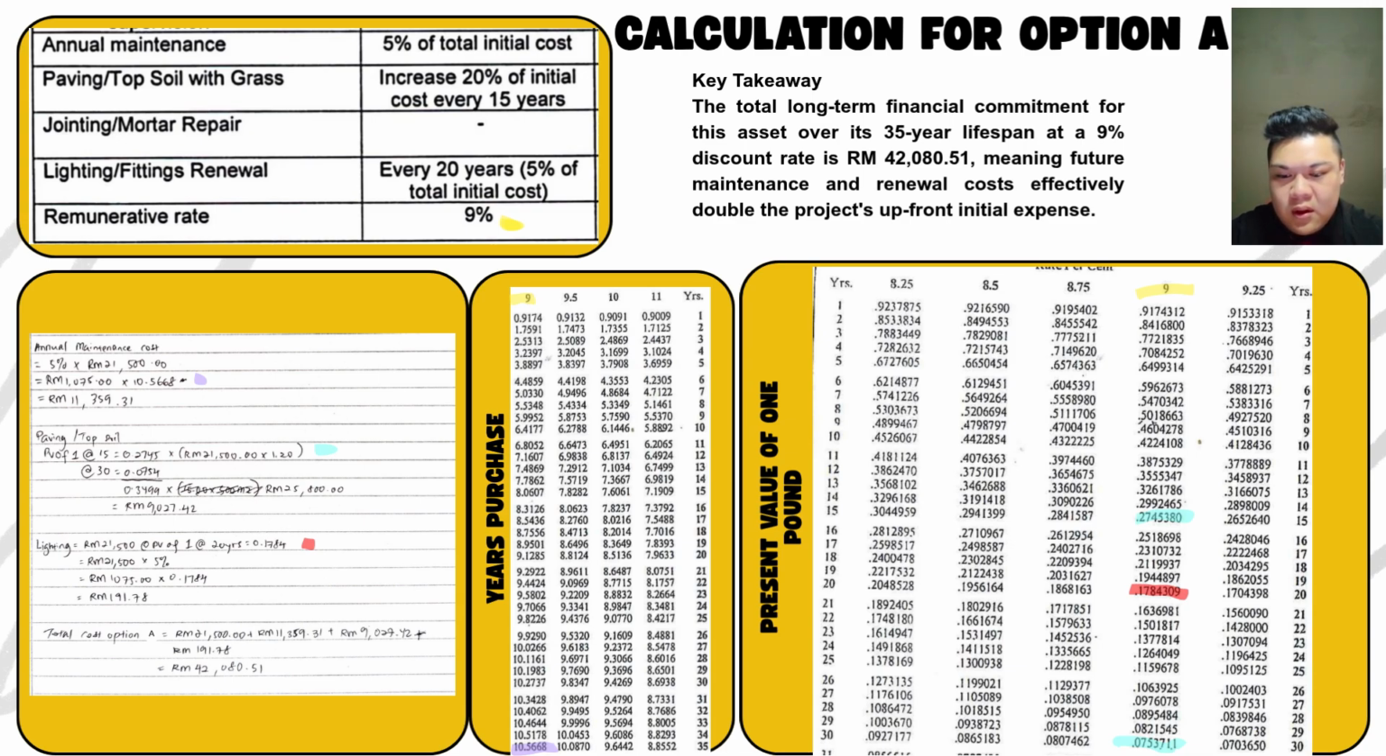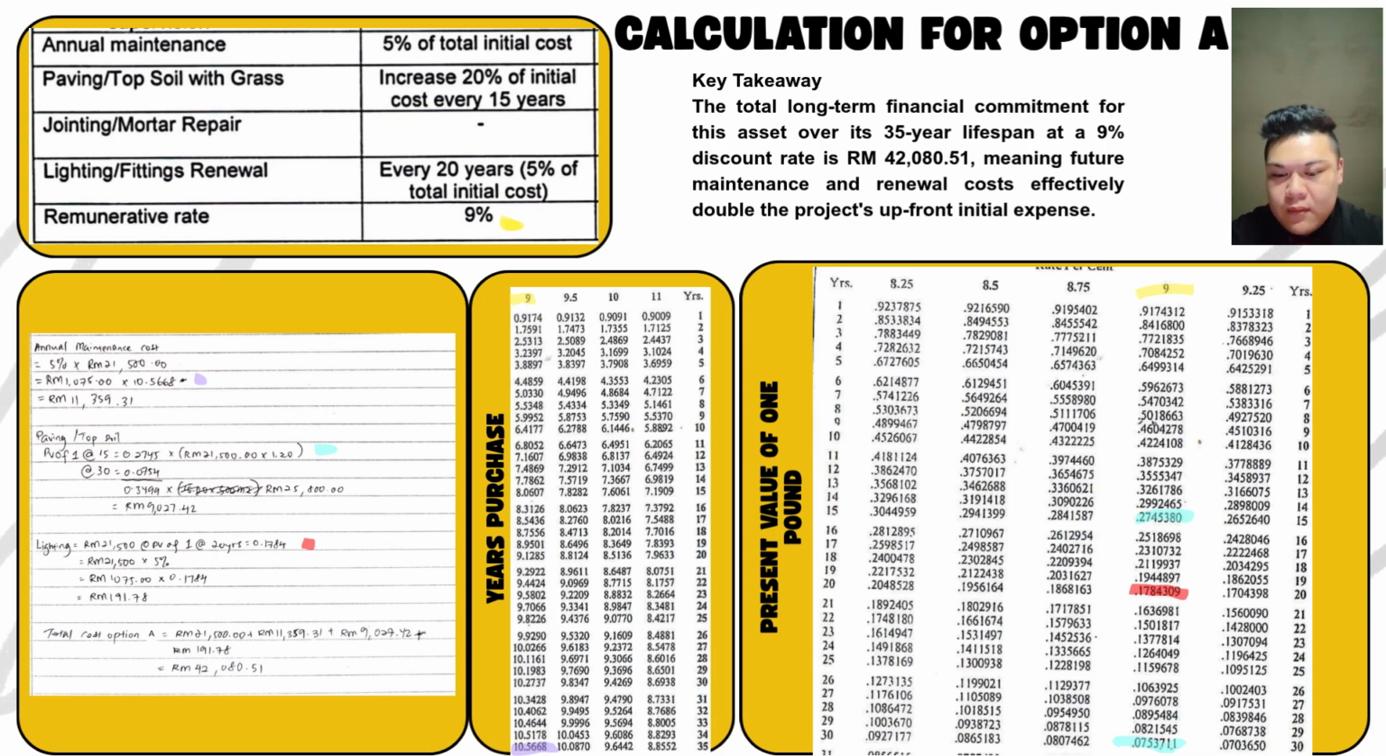under 9%. For 15 years you will get 0.2745, and for 30 years you will get 0.0754. Then total up the numbers, then multiply with 25,800.